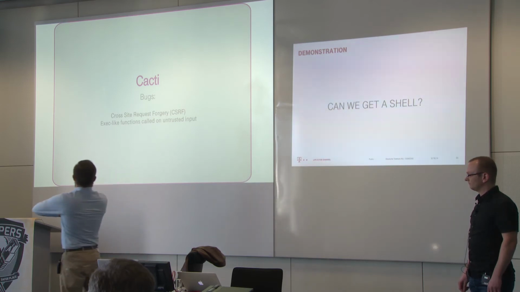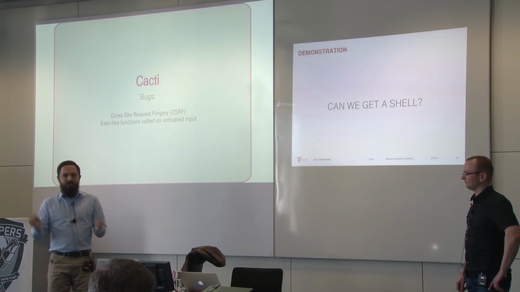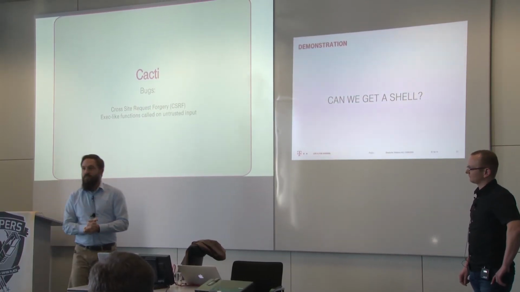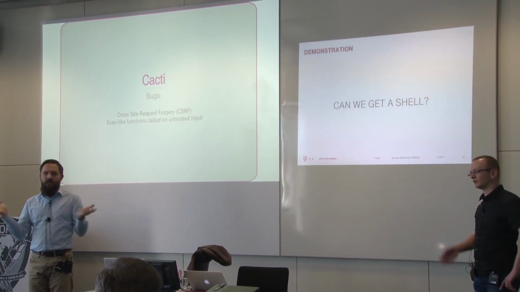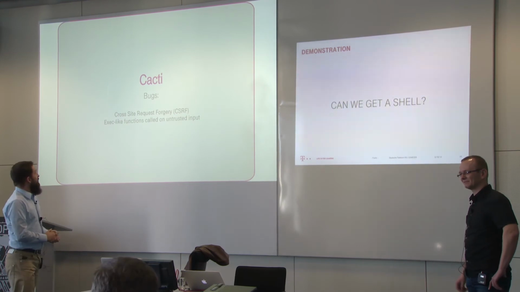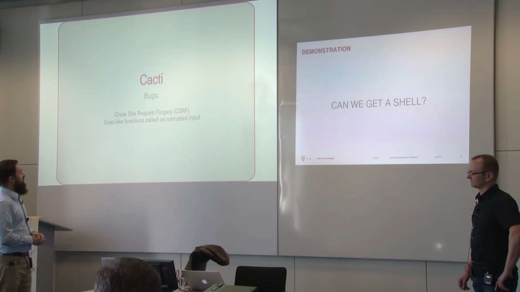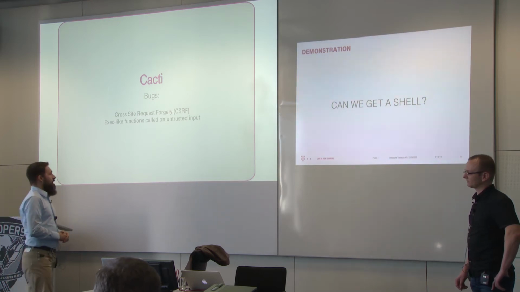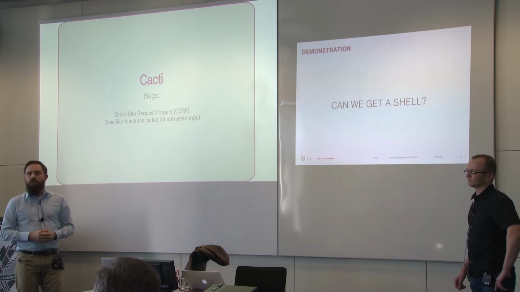So first box, and here are the shells. Now we see some shells, some ODs, so that's fun. First box is Cacti. Does everyone know Cacti? This is like standard in your network. So the box we're looking into here has, first of all, cross-site request forgery, and exec-like functions being called with untrusted input.